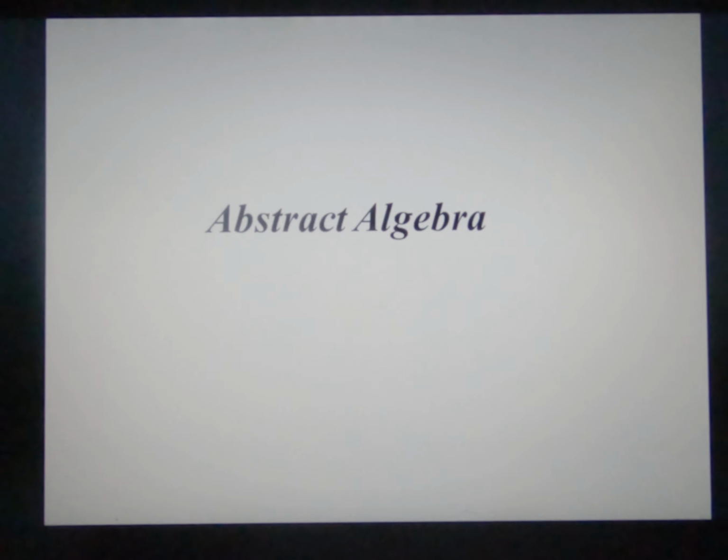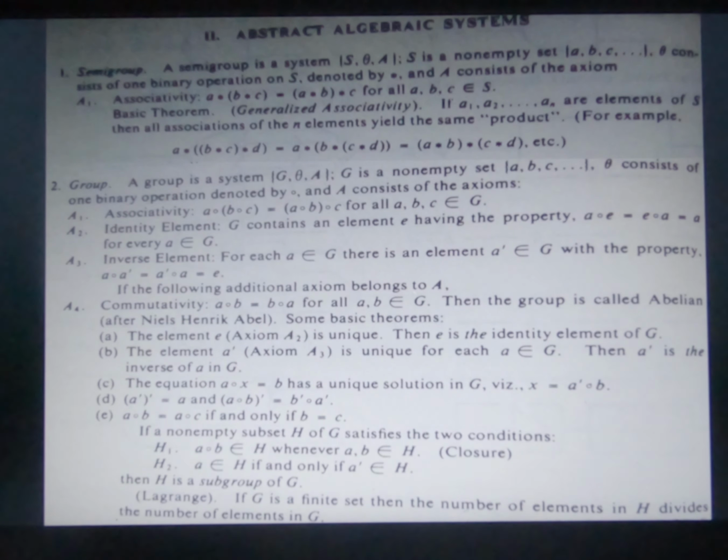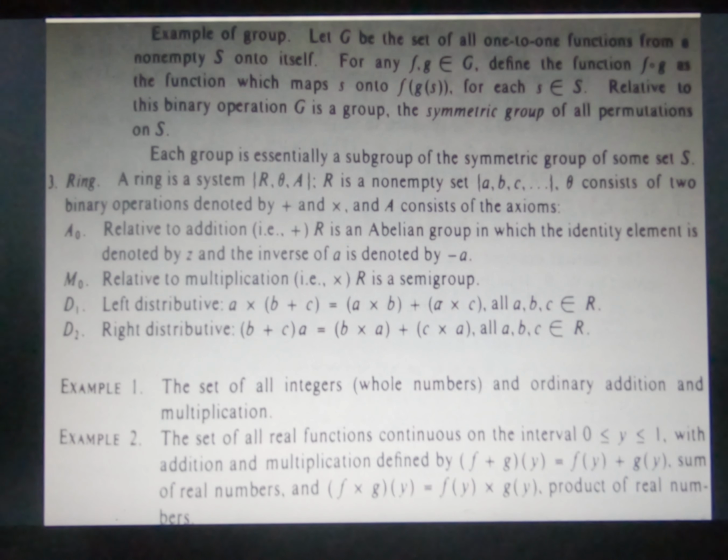Abstract algebra. Semi-group. This is the definition of semi-group. Group. This is the definition of group. Definition of ring. And these are examples of ring. These are different kinds of ring.